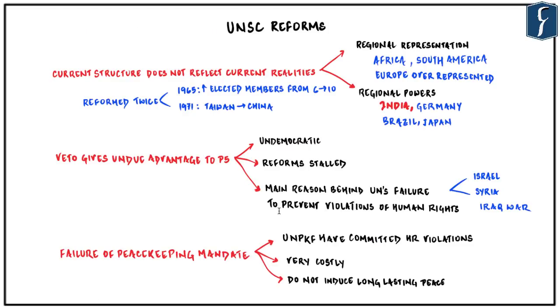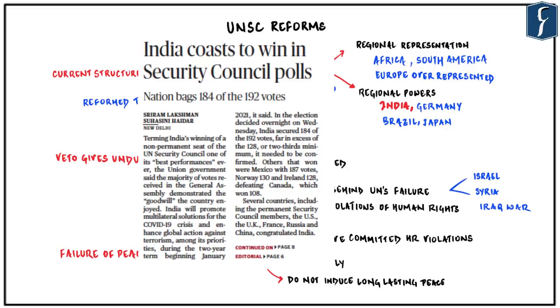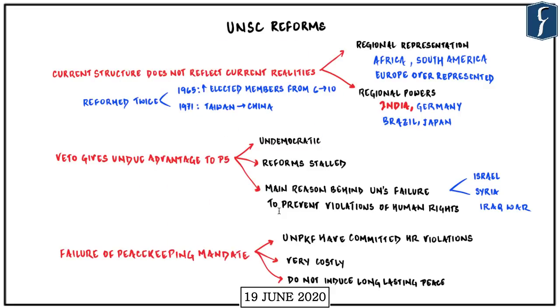The first news which we are going to take up appears on page number 1, and rightly so. India coasts to win in Security Council polls. Yesterday India was elected into the United Nations Security Council as an elected, or you can call non-permanent, member of the United Nations Security Council. Now, there are two aspects to this news.